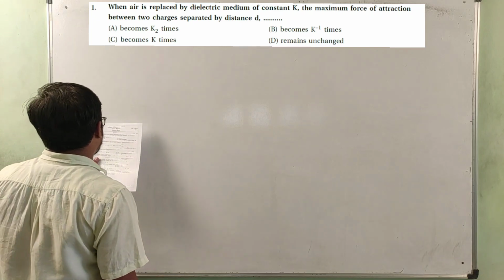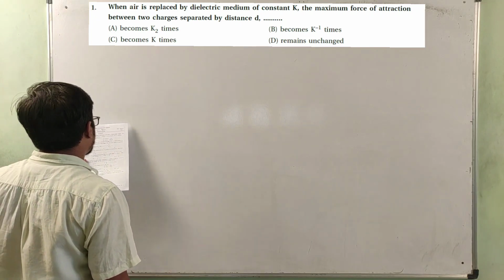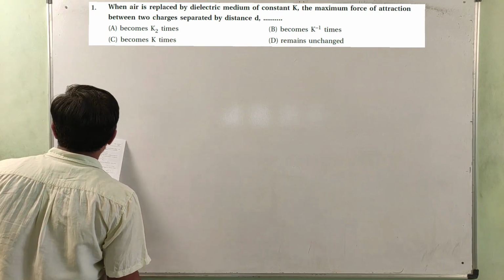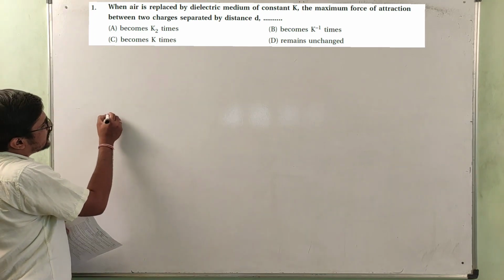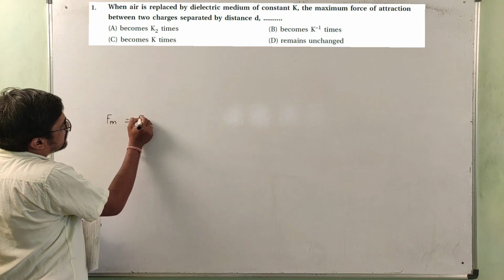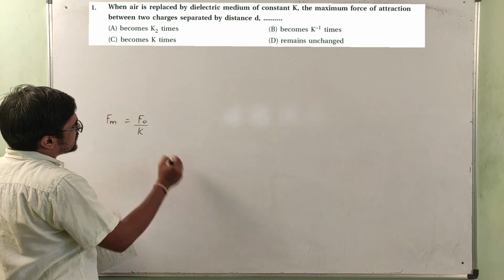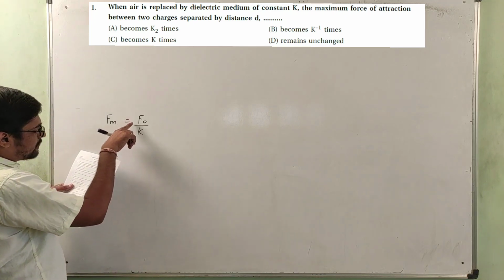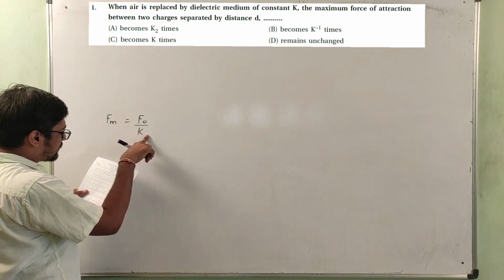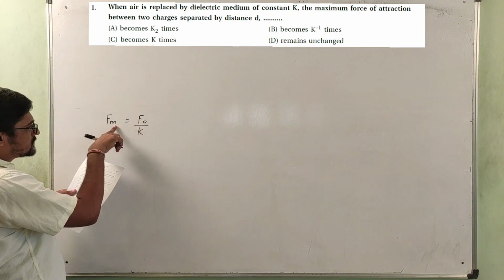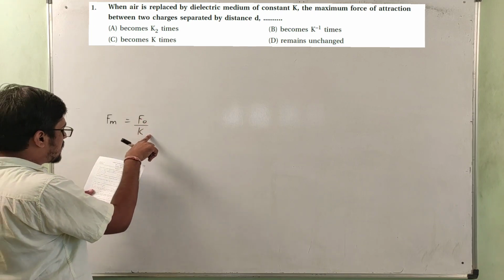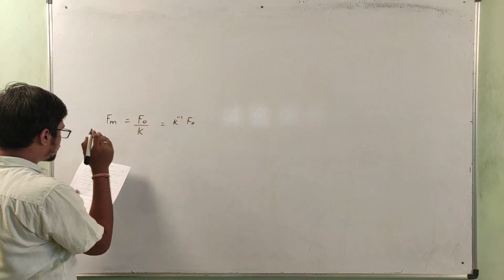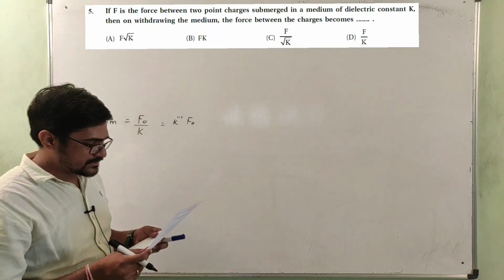When air is replaced by the dielectric medium of constant K, the maximum force of attraction between the two charges separated by distance d is what? The force acting in a medium is 1 by K times the force acting in air. So when air is replaced by the medium of dielectric constant K, the force between two charges separated by distance d becomes K power minus 1 times. So answer is B, K power minus 1 times.